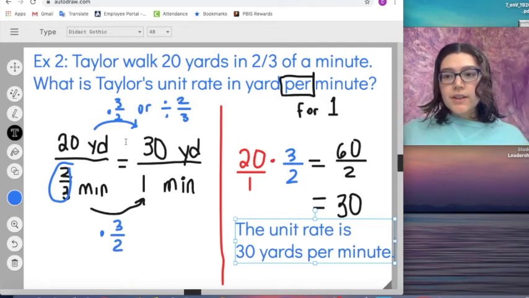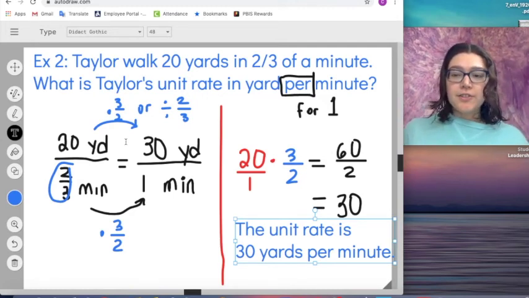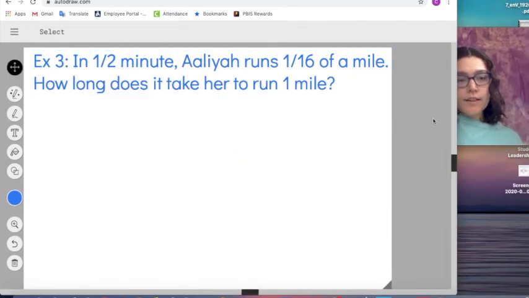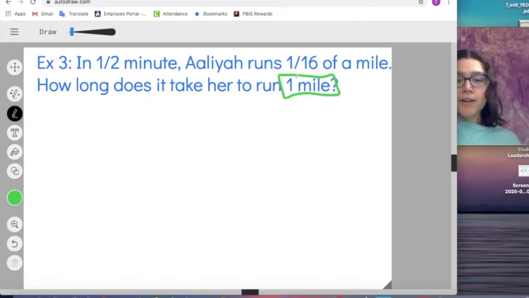Finally, we're going to look at one last example that has fractions in both the numerator and the denominator. Now let's look at our last example. In a half a minute, Aaliyah runs 1/16 of a mile. How long does it take her to run 1 mile? That 1 is signifying we're trying to find that unit rate.